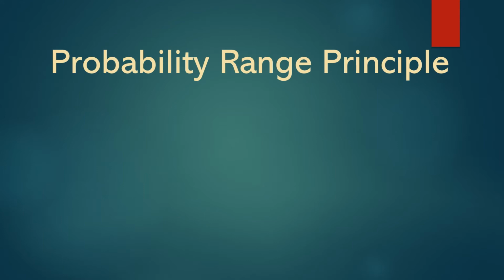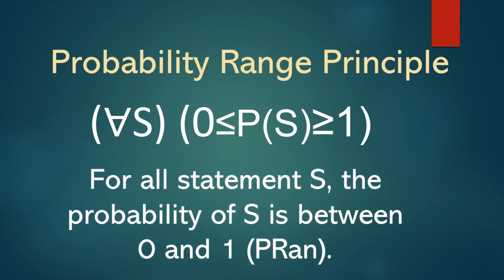The first rule is the probability range principle. It says that for all S, the probability of S is between 0 and 1 inclusive. I'm going to represent that as P1, or the probability range. This should make sense. We understand probability as a number between 0 and 1 inclusive. It wouldn't make sense for us to have a negative probability or a probability greater than 1.